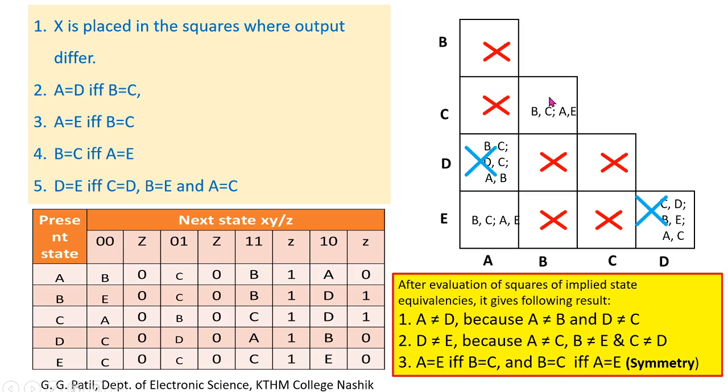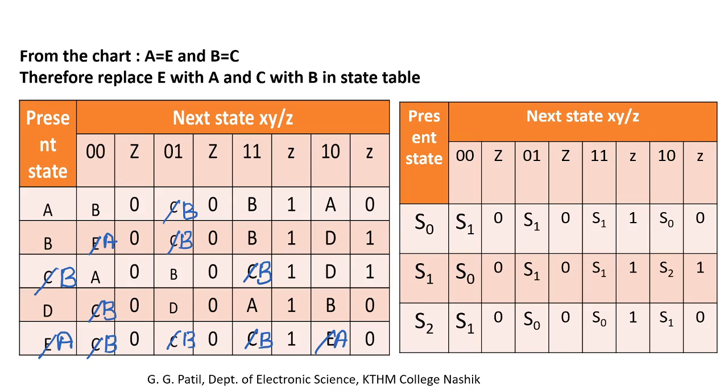So it is a very simple method by which we can find the equivalent states, and we can reduce the number of states there. This is the implication chart method. The next thing is to reduce those current states in the given state table. So this is the state table at the start of the example.